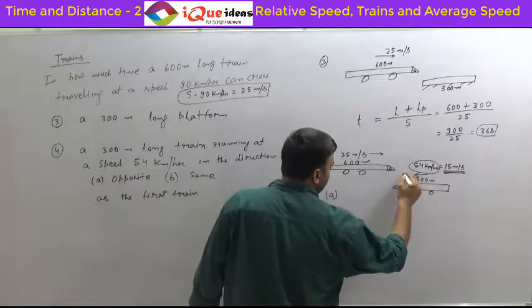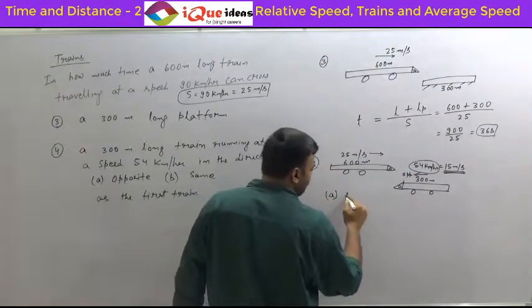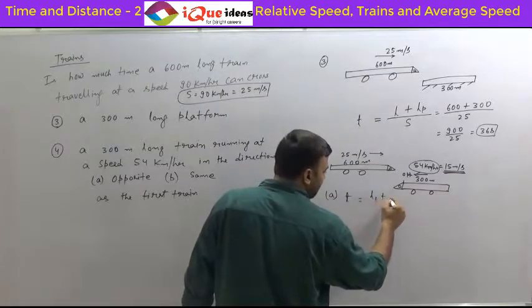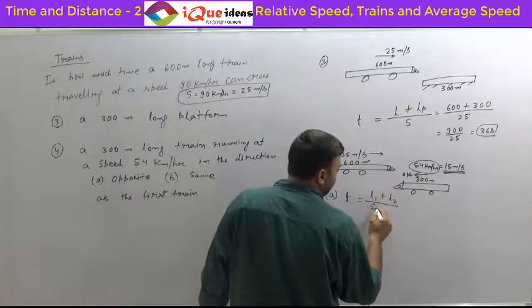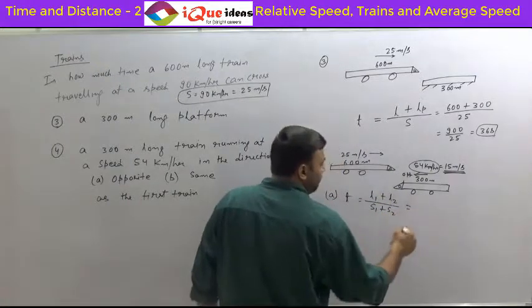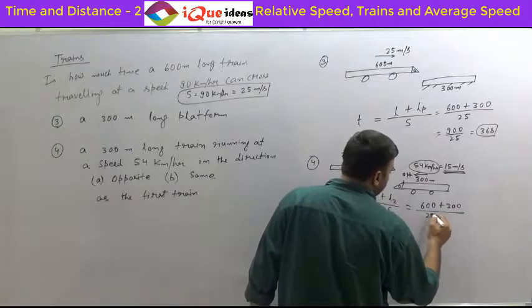So this was the case of opposite direction. In case of opposite direction, speeds get added. So time taken will be equal to length of first train plus length of second train, L1 plus L2, divided by S1 plus S2 for opposite direction. So it is 600 plus 300 divided by 25 plus 15.